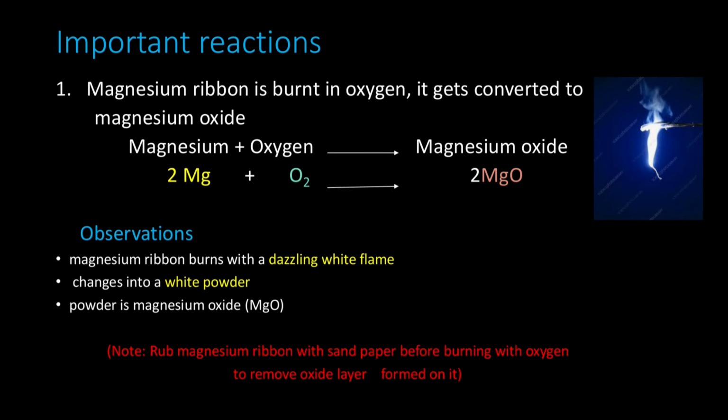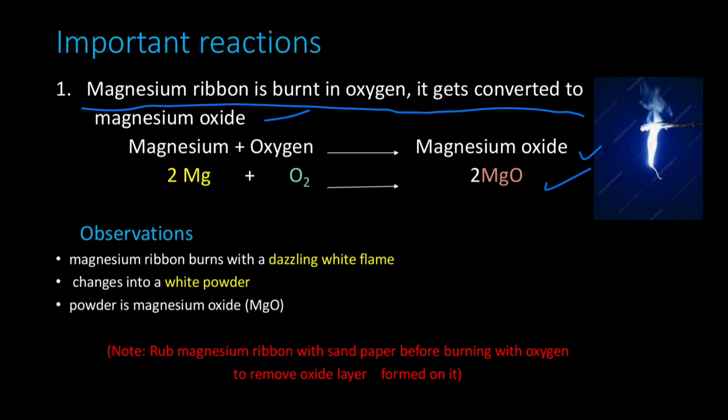So now let us understand some important reactions which are mentioned in your NCERT textbooks in activities. The first reaction is magnesium ribbon burnt in oxygen to get converted into magnesium oxide. Here is the reaction. As I explained before, magnesium plus oxygen, you are getting magnesium oxide. This is your word equation. We are using words: magnesium plus oxygen gives you magnesium oxide. If you use symbols instead of words, it becomes your skeletal equation.